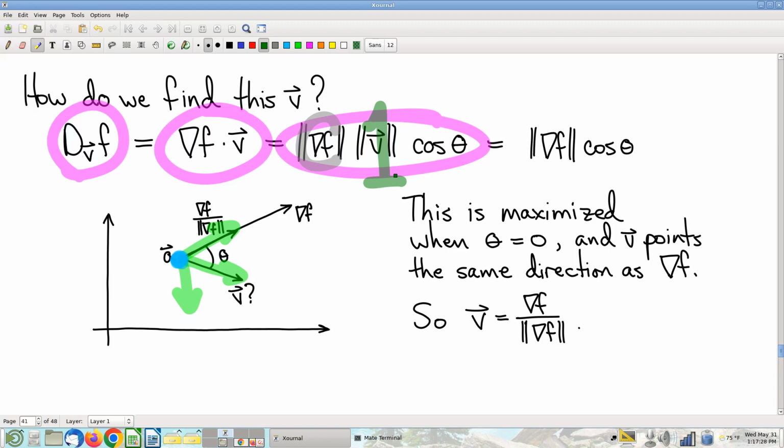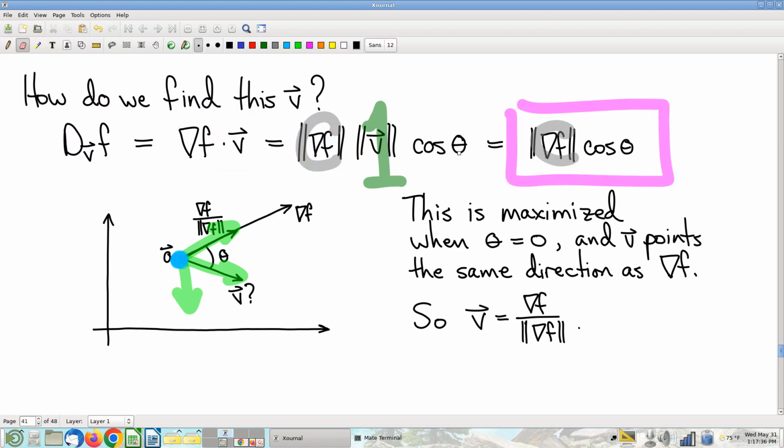So now that I rewrite everything, this is the expression that I want to maximize. And how do I make this expression as big as possible? Well, I just want to make cosine theta as big as possible. And that's easy. You do that when theta is equal to 0. Theta being, of course, the angle between the two vectors that you're dotting, that angle right there.